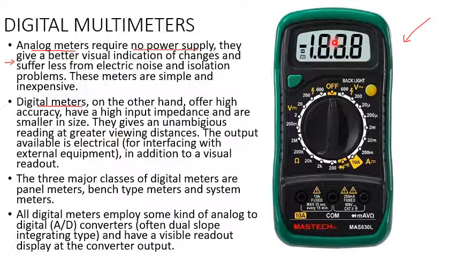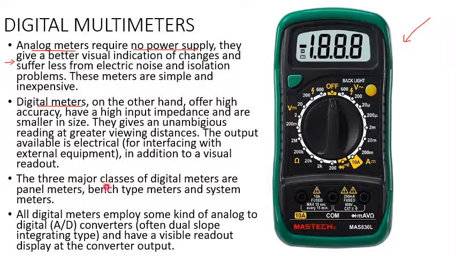One advantage of using a digital meter is that it eliminates parallax error. They give an unambiguous reading at greater viewing distances. That means you will be able to observe the reading even if you are standing two or three steps away. Whereas for analog meters it is not like that; you have to go close to the meter and then observe the reading. So this is an important point.